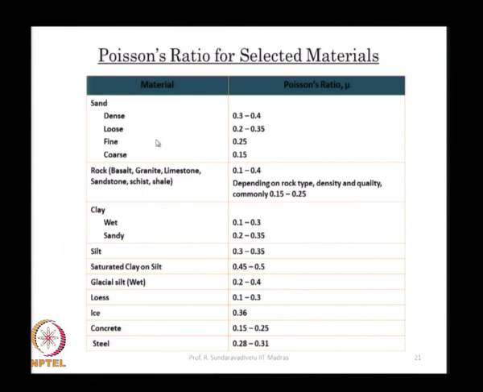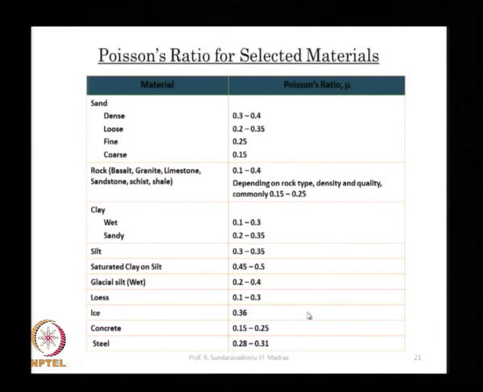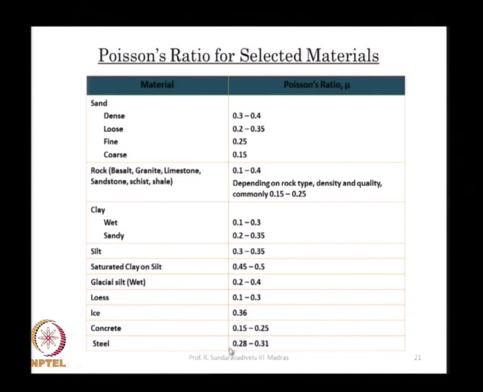and for clay it is between 0.1 to 0.3, sand it is between 0.15 to 0.4. Rock is similar to concrete, it can vary from 0.1 to 0.4. 0.1 is a very weak rock. Concrete is between 0.15 to 0.25, steel is between 0.28 to 0.31.